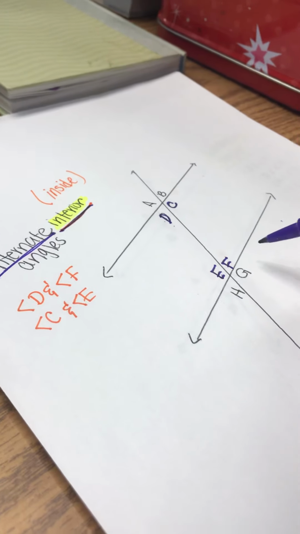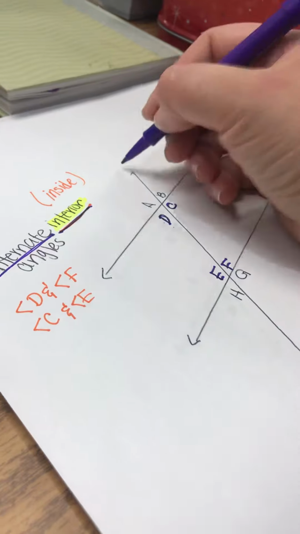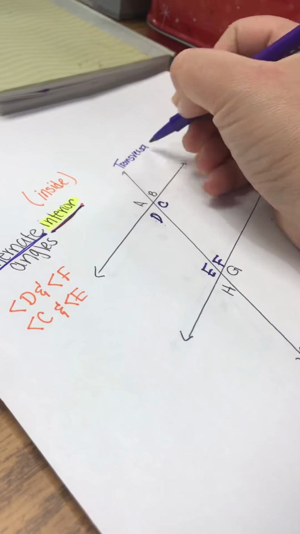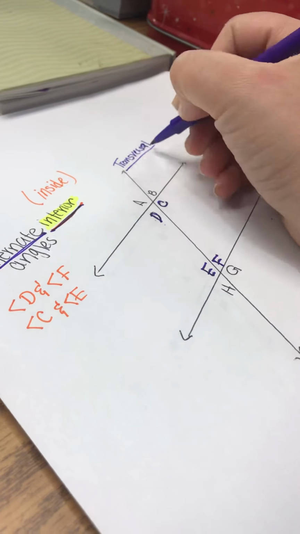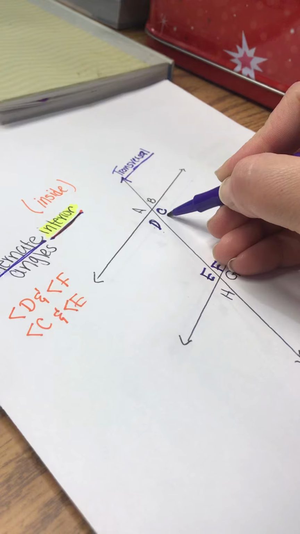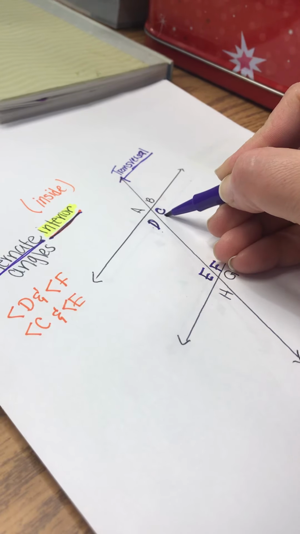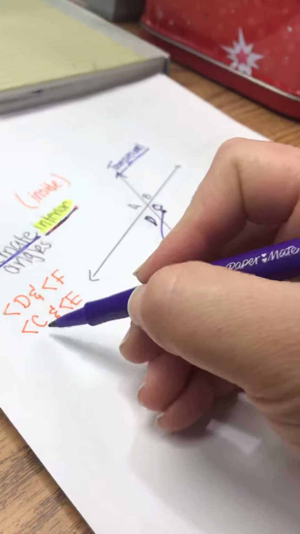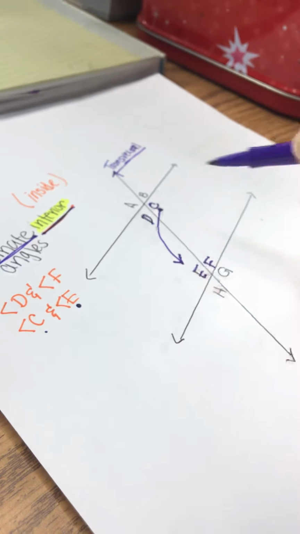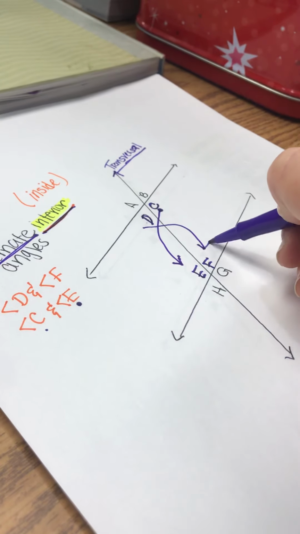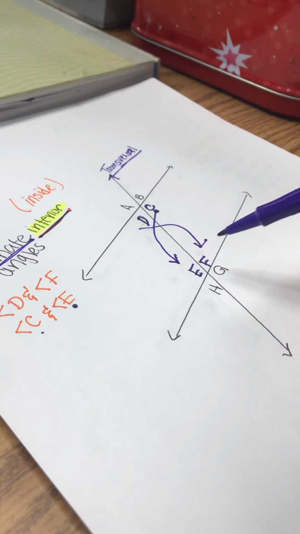So if they are alternate, that means they're on opposite sides of the transversal. Remember, this is our reference point. The transversal is a reference point, okay? So angle C, its alternate interior, it jumps over to E. So C and E are alternate interiors. The other pair is D, and it jumps over to F. That is its alternate interior, okay?